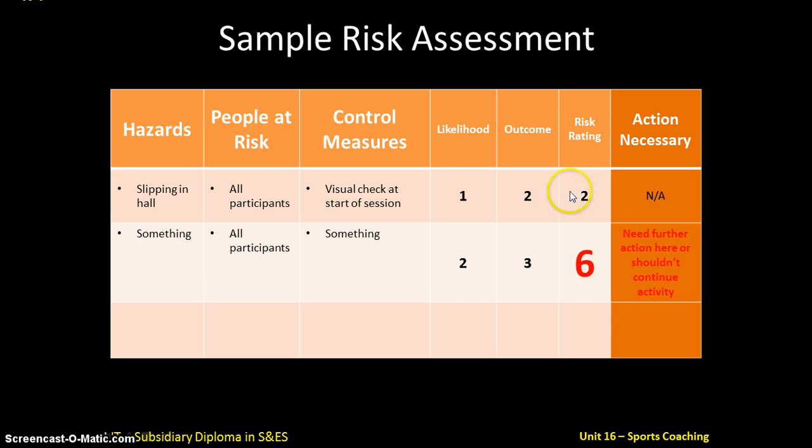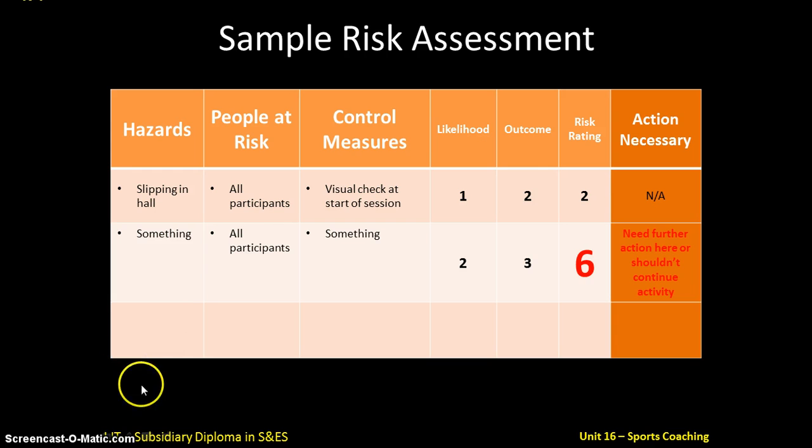And where the risk rating is 1, 2, 3, 4, you probably don't need to take further action. These are things to be mindful of and to do, but they are probably quite controlled. However, if there was a hazard which affected people, which you had some measures in place, but the likelihood of it happening was higher, the outcome was quite severe, and your risk rating was 6, let's say, or up to 9, you definitely need to take further action or look again at what control measures you've got, because this activity might not be safe.